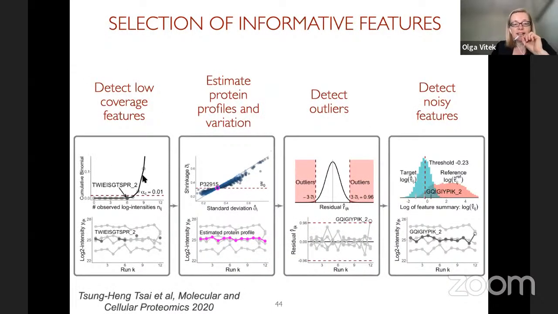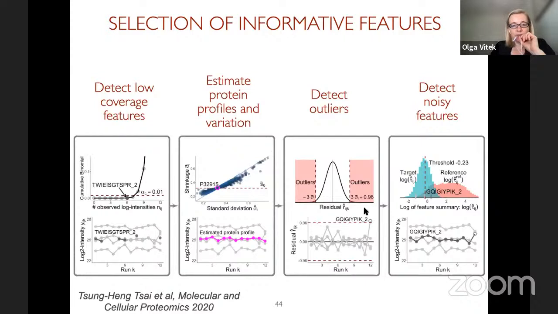So Tsung Heng was looking at the distributions of missing values in the data set and using more objective statistical arguments to say these features have more missing values than we would expect on average in this experiment. So these features have low coverage, whereas these other features have missing values, but it's consistent with the rest of the data. We should not remove them. Then what we need to do is to estimate the protein profile on average. So what do we expect in some robust way? What do we expect for this protein in general from the available data?